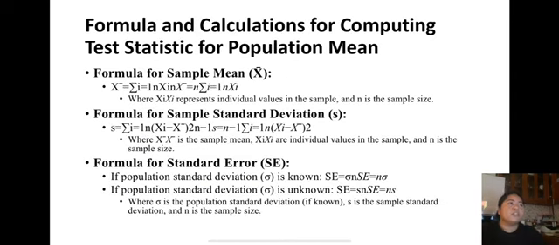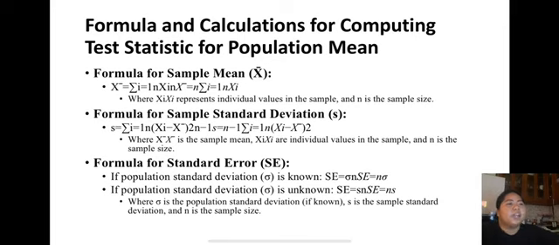Formula and calculations for computing the test statistic for the population mean. Formula for the sample mean: the mean equals the sum of Xi from i equals 1 to N, divided by N, where Xi represents individual values in the sample and N is the sample size.